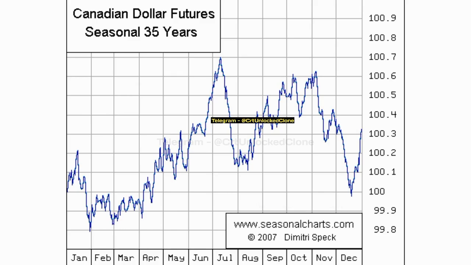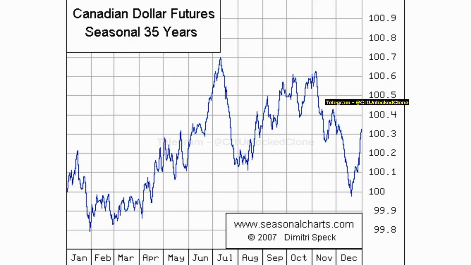Did you get it? Let me say it again. This chart right here that you see, this seasonal tendency chart, is of the Canadian futures chart, right? Which is different from the Canadian dollar forex pair, the USD CAD. They're both different. They are inverted of each other, right? Because here you're trading with the Canadian dollar, but on the USD CAD forex pair you're trading against it because you've got the USD in it as well, right?